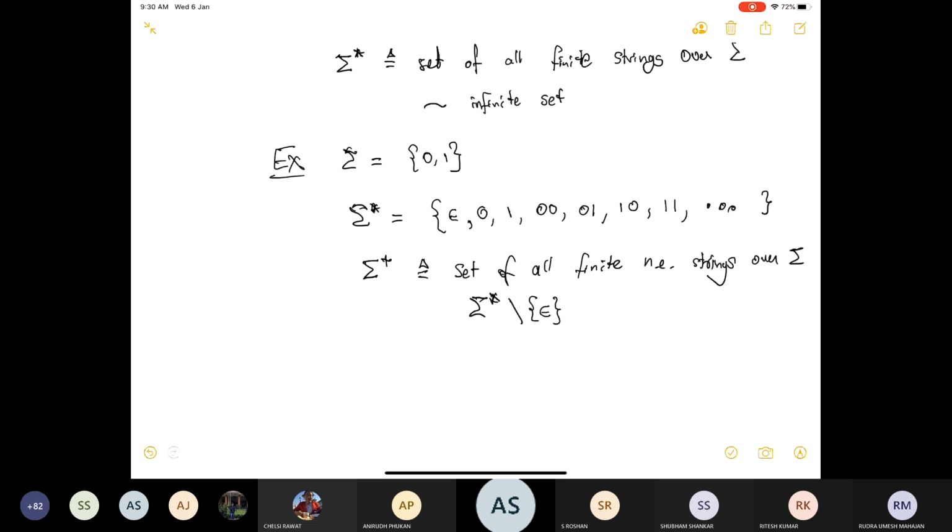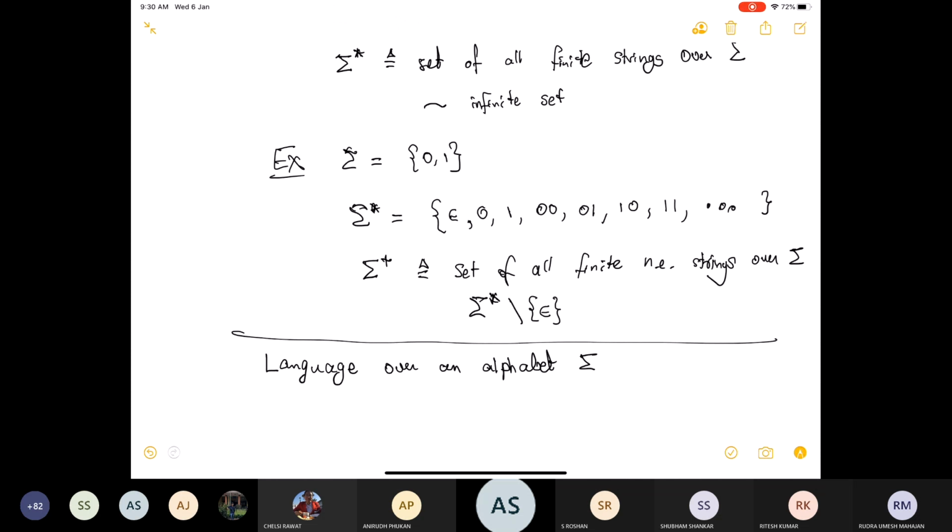The next important definition is that of a language over an alphabet sigma. You are given an alphabet sigma, which, as we defined, is just a non-empty finite set of symbols.